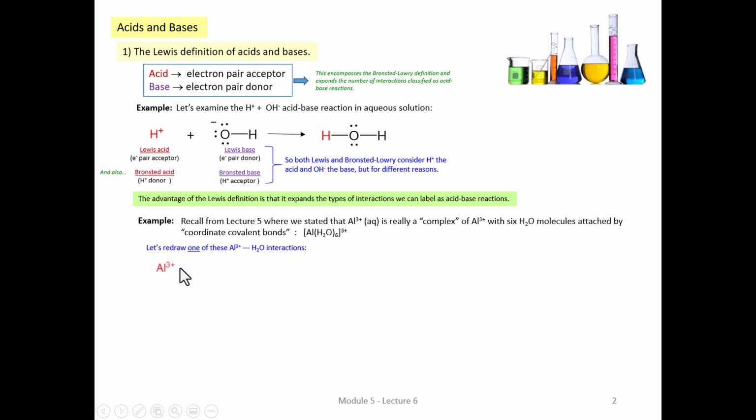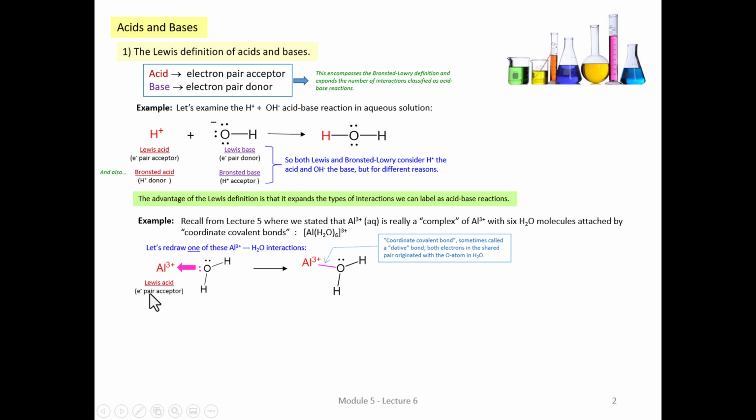Now, as we've done this before, let's redraw one of these aluminum-water interactions. So we have an aluminum ion, we have a water molecule, and I've highlighted one of the lone pairs on the water molecule, and I can actually draw an arrow here and say this lone pair is donated to the aluminum ion to form a coordinate covalent bond. Sometimes those are also called dative bonds. Anyway, both electrons in the shared pair originated from the oxygen atom in water.